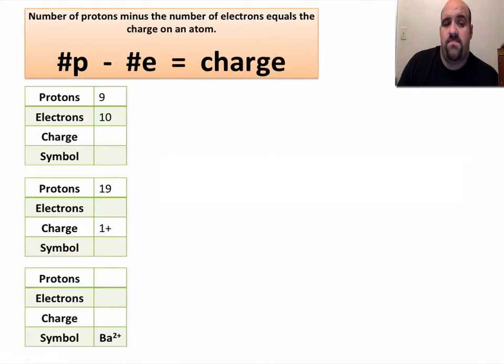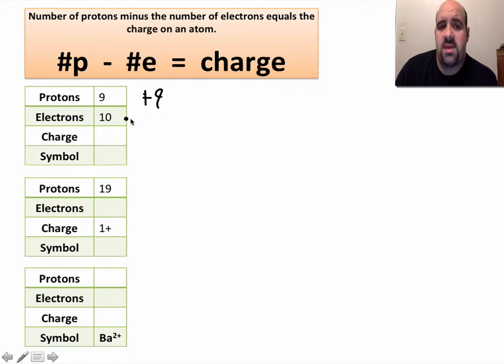So, alright, now we're going to solve some of these problems. I usually give you problems like these. And recall that the number of protons minus the number of electrons will always equal the charge on an atom. So this atom has 9 protons, which are going to be a +9. And there's going to be 10 electrons, which will be a -10. So the charge in this atom should be a -1. And if we look on the periodic table, we should see an element with 9 protons, and that will be fluorine. So this is going to be an F-, fluorine anion.